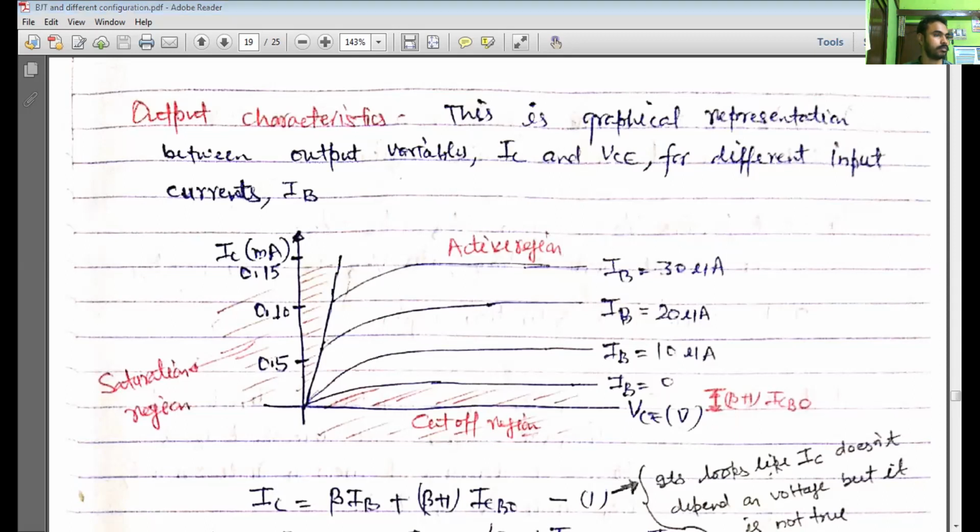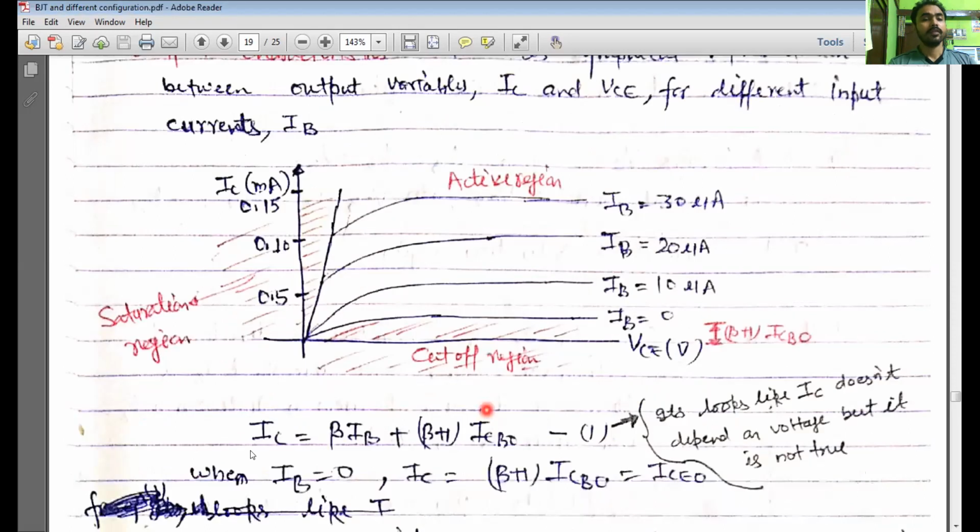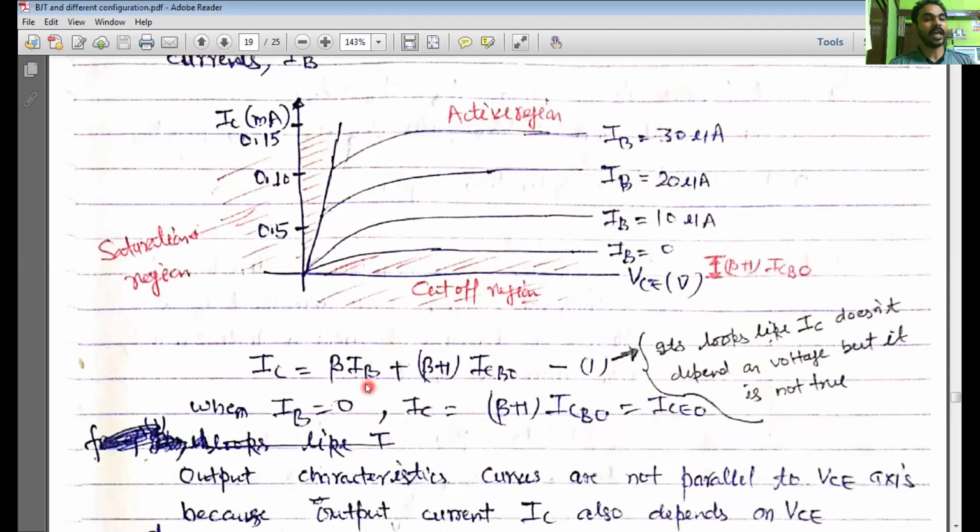We have the output variables: the output current IC, the collector current, and the collector-emitter voltage VCE, and that has to be for different IBs, because the input current is IB. Now see that IC is equal to beta IB plus (beta plus 1) ICBO, and that's what we call the current equation. Instead of (beta plus 1) ICBO, you can write ICO.